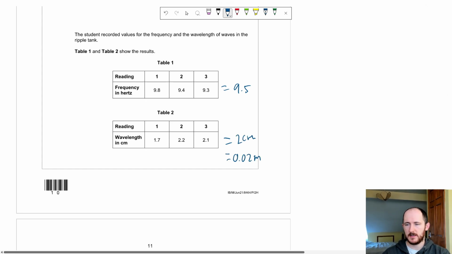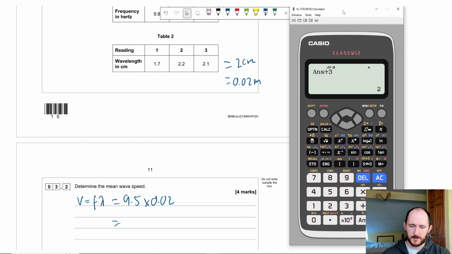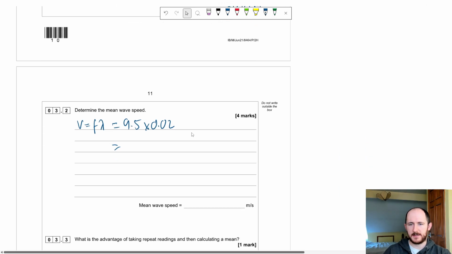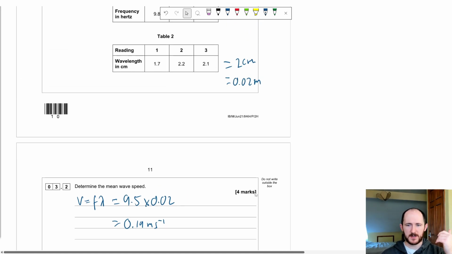And then all we're doing is 9.5 times 0.02, which is something. And we get 0.19 meters per second. Which again, bear in mind that this is a water wave, right? So it's not exactly going to move super fast or anything. It's water. But yeah, that's it for 4 marks, which I think is fairly reasonable.